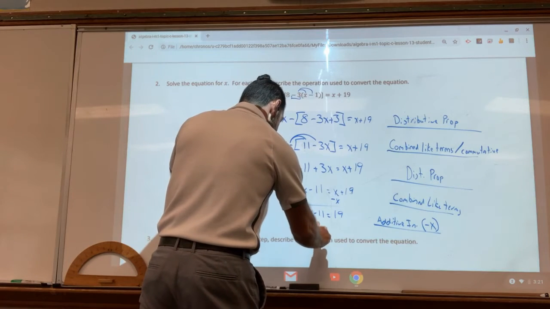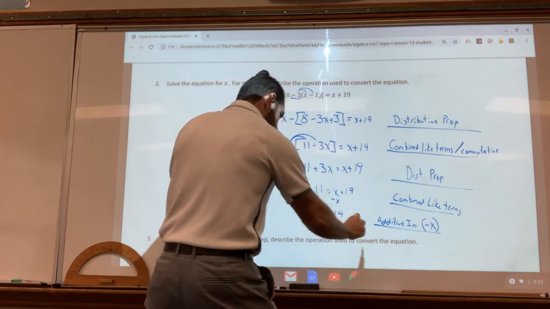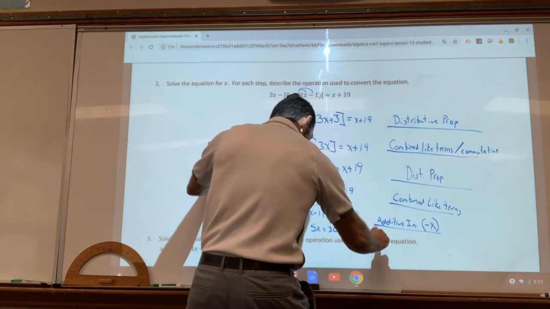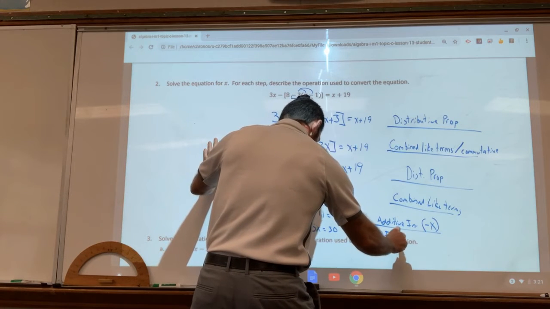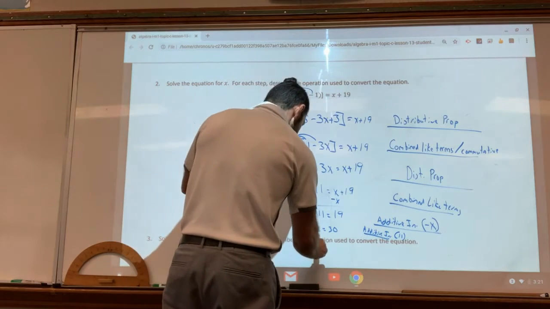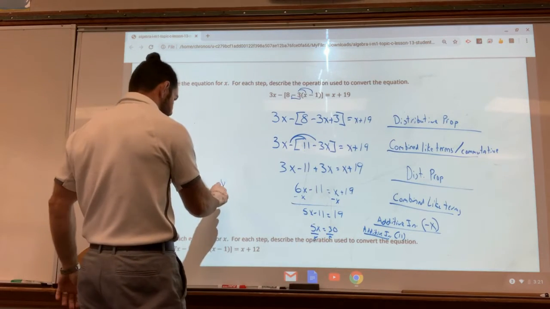Then I'm going to have 5x equals 30. And there I'm going to put additive inverse, and I'm going to put positive 11 because I'm going to add 11. And then I'm going to divide by 5. Now that leaves me x equals 6.